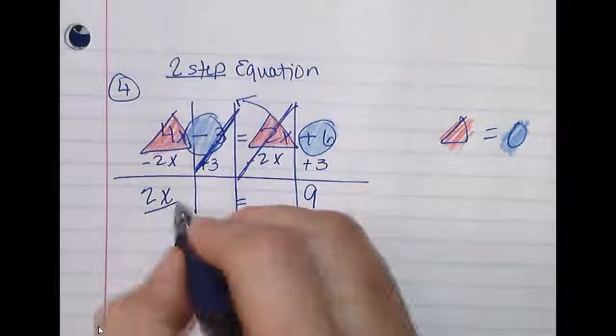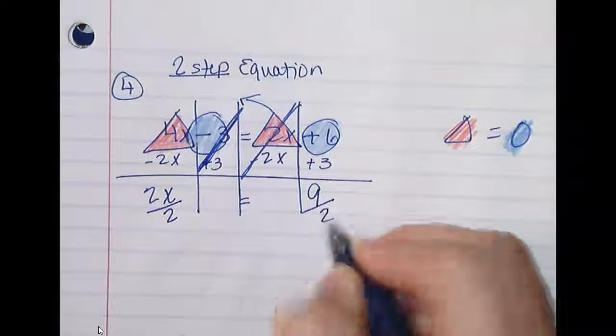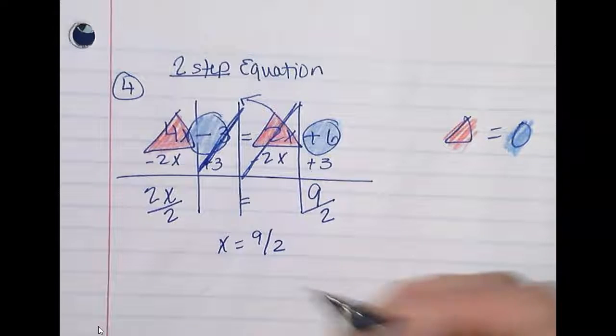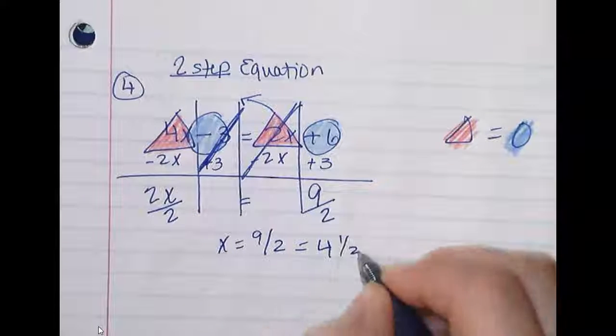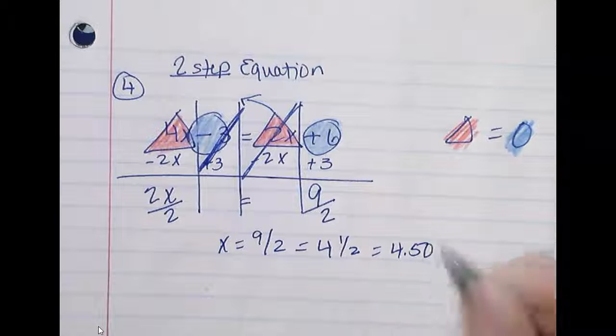And do you divide by 2 or divide by 9? You divide by 2. Why? Because x is in charge. And I'm okay with 9/2. I'm okay with 4.5. I'm okay with 4.50. 4.5 is not my favorite, though.